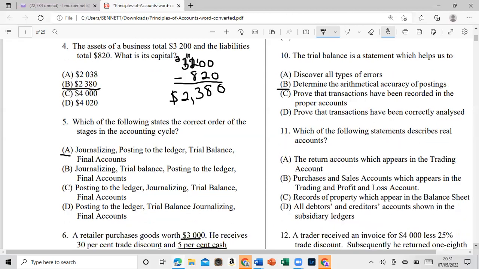All right, let's move on to 11. Which of the following statements describe real accounts? And we had looked at one like that before.